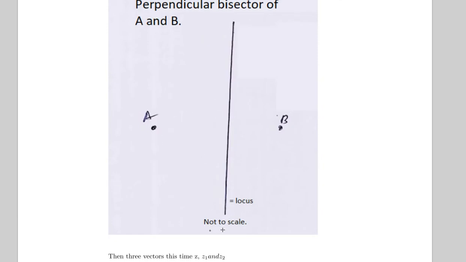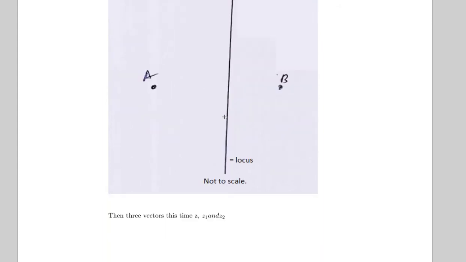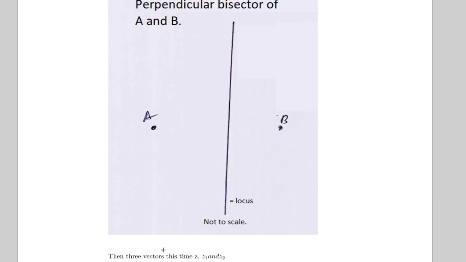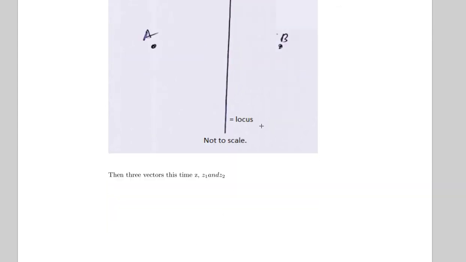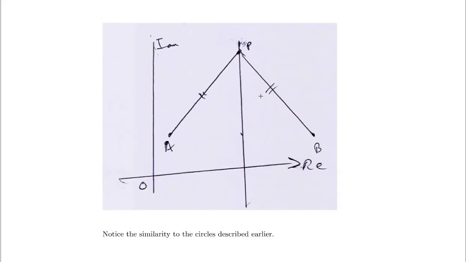Again, this is not to scale. I had to state that because my line, you can see, is skew, for want of a better phrase, but this would be our locus of points. It is noticed that its name is the perpendicular bisector of A and B. And then there are 3 vectors that we can use in order to map this out in the complex plane. I'm going to pick Z, Z1, and Z2. And what you will find is the following image.